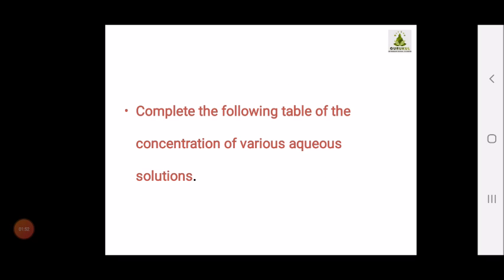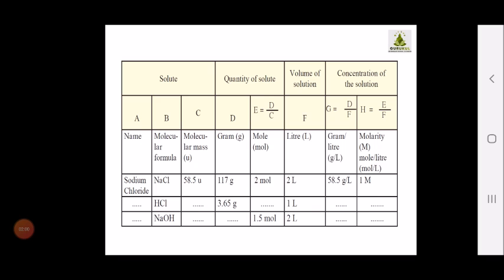Now see children, there is one table given in your textbook, and you have to solve that table. Now see, this is the table. Here I am going to explain the certain gaps which we have to fill up.